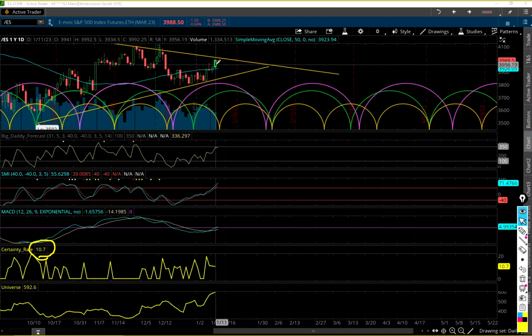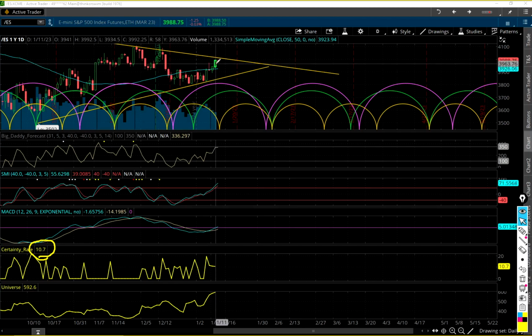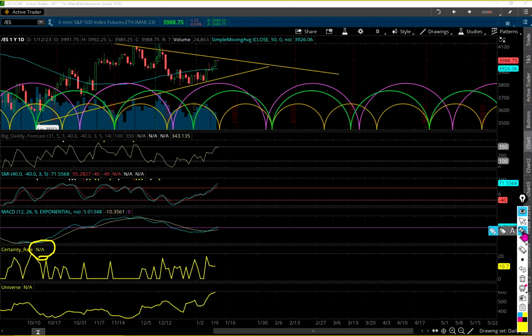And then the next day after that, it was a 10.7. Again, just kind of a low, barely above the filter rate for the certainty rate. So why was I confident about placing a trade right there and making a couple hundred dollars? Because by then the MACD had already rolled over.